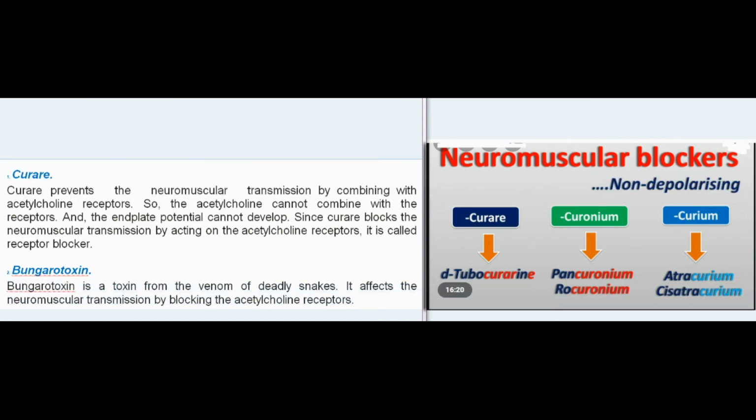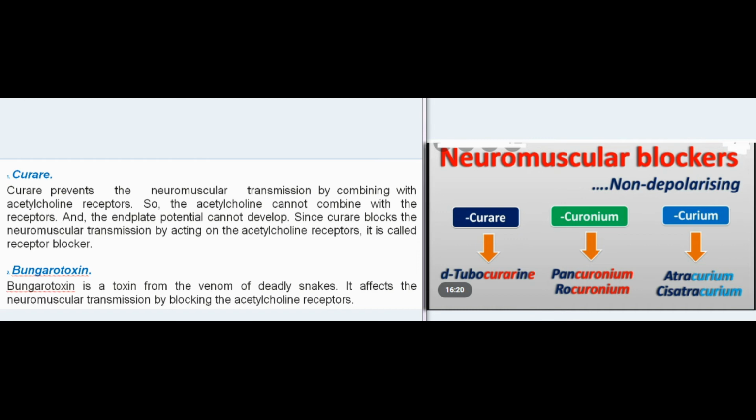Curare. Curare prevents the neuromuscular transmission by combining with acetylcholine receptors. So, the acetylcholine cannot combine with the receptors, and the endplate potential cannot develop. Since curare blocks the neuromuscular transmission by acting on the acetylcholine receptors, it is called a receptor blocker.